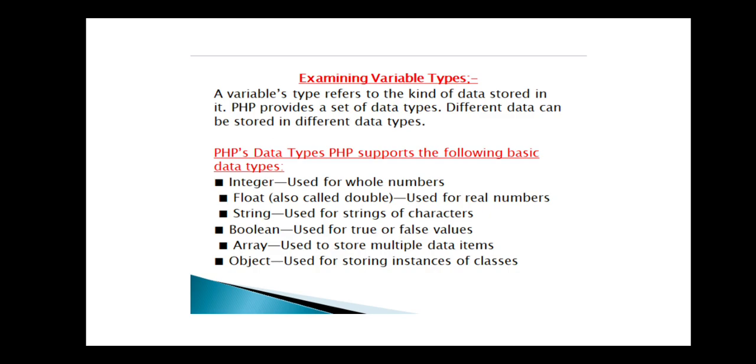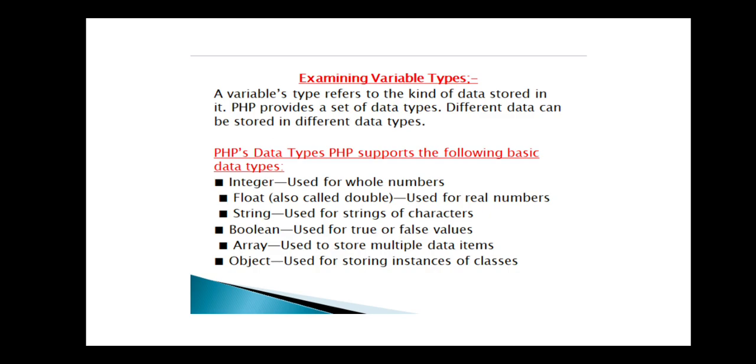A variable type refers to the kind of data stored in it. PHP provides a set of data types. Different data can be stored in different data types. As you all know, we are not declaring the data type like int a equals 20 and so on. We are just accepting the values and considering their data type.